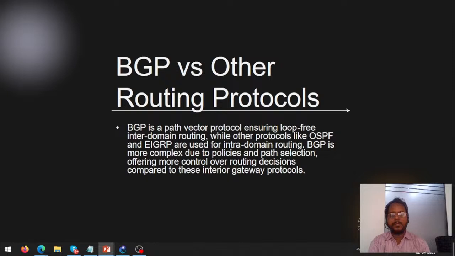Other protocols like OSPF and EIGRP are used for intra-domain routing, meaning within enterprises, but between ISPs you use protocols like the Border Gateway Protocol. BGP is definitely more complex due to policies and the path selection procedure, offering more control over routing decisions compared to these interior gateway protocols.